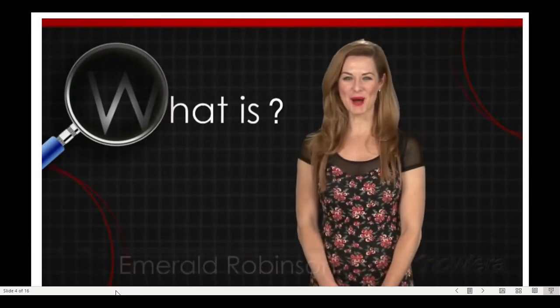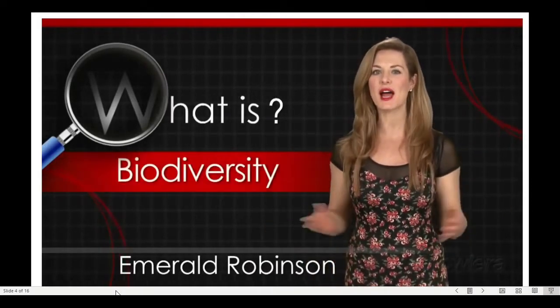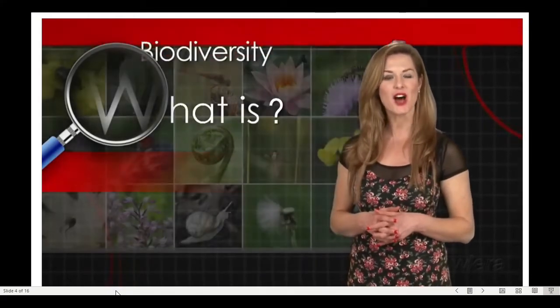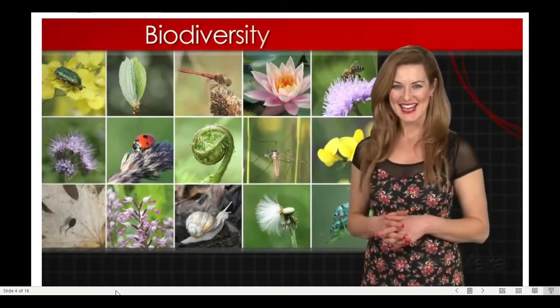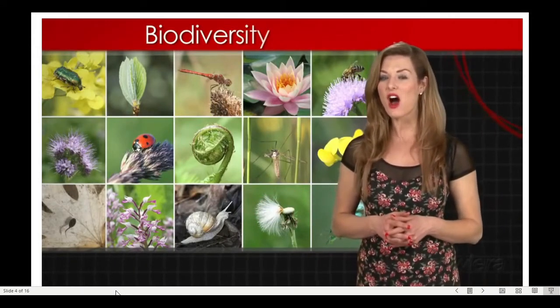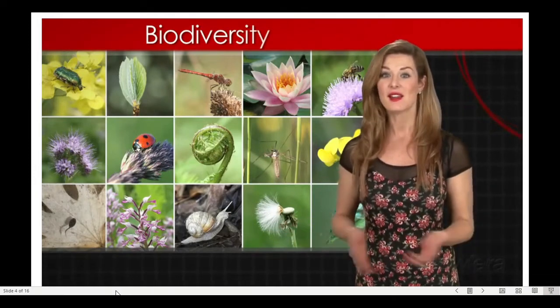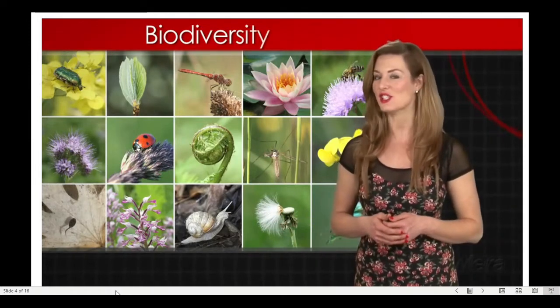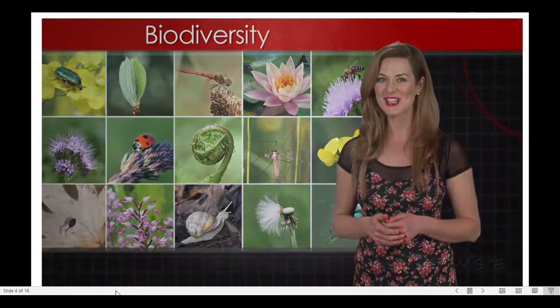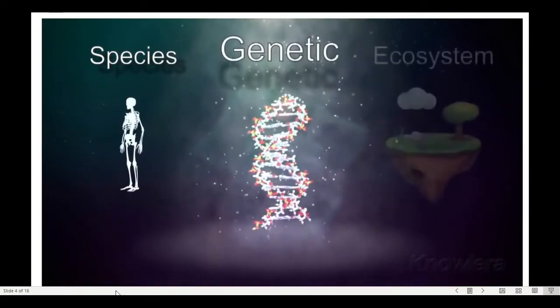Hi, I'm Emerald Robinson, and in this What Is video, we're going to examine the Earth's wide variety of organisms through a concept called biodiversity. Biodiversity, short for biological diversity, simply means that all life is different. The Earth is home to organisms that have different genes, live in different habitats, and function in different ecosystems. Scientists study three main types of biodiversity: species, genetic, and ecosystem.